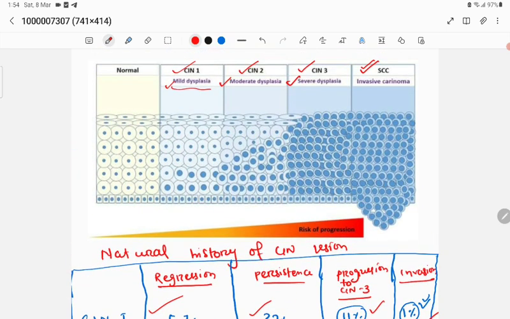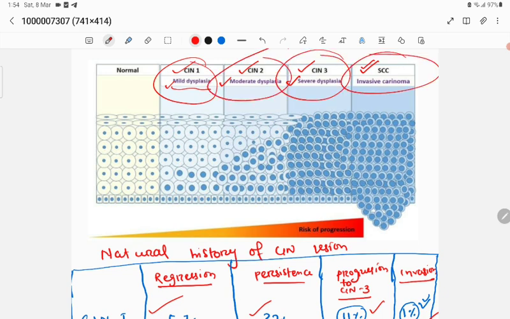So you can see this is the CIN 1, 2, 3: mild, moderate, severe dysplasia and squamous cell carcinoma.